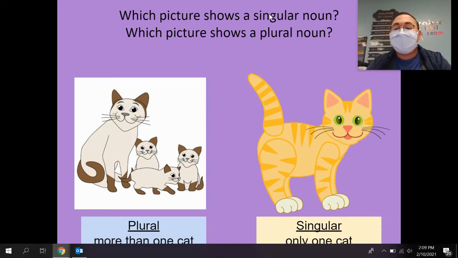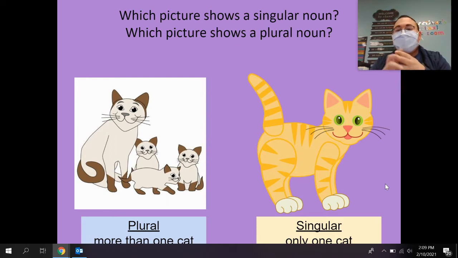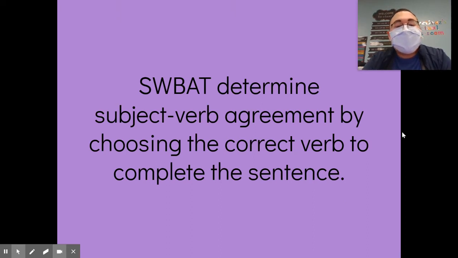When we think about the word singular, it means only one, right? It means one thing, one person, one object, one noun. So we see one cat here. When we think of the word plural, it means more than one, right? So in this picture, we see more than one cat because there are four. Okay, so remember singular and plural as we review how we use this in subject-verb agreement. Students are going to be able to determine subject-verb agreement by choosing the correct verb to complete the sentence.